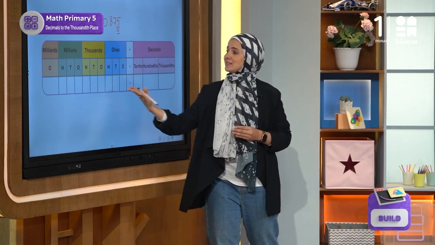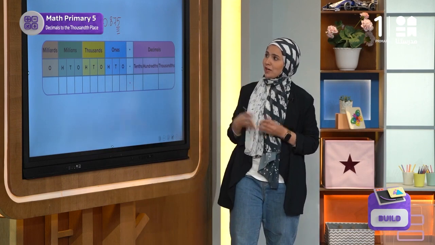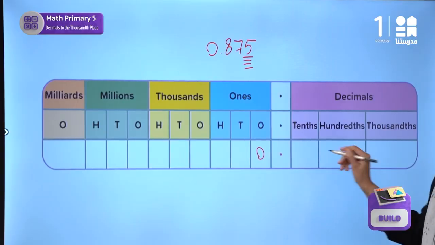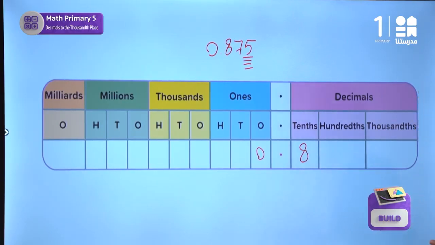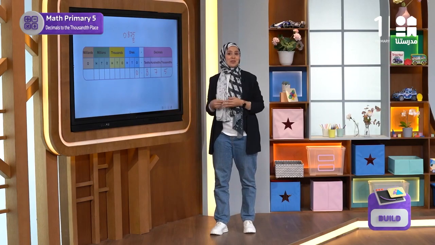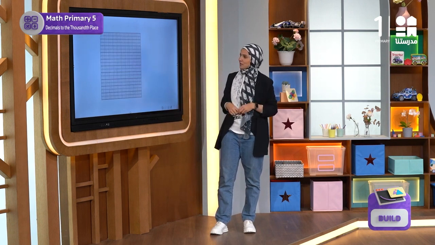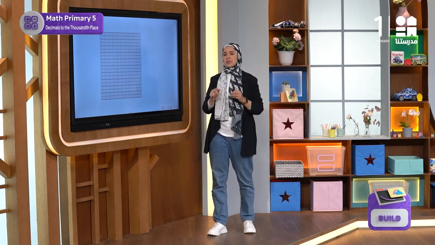Now, can we write this down here on the place value chart? Let's try and write it. So I'm going to write 0 point, and then I have 8 tenths, and I have 7 hundredths, and I have 5 thousandths.